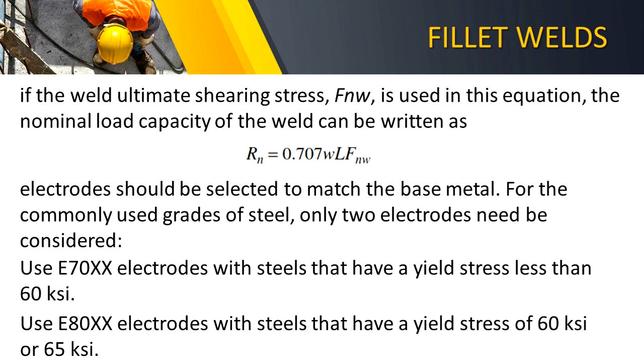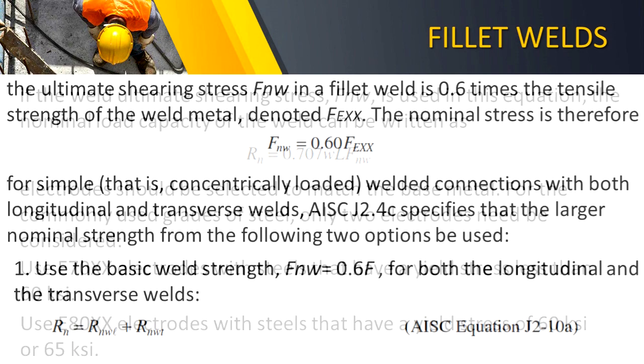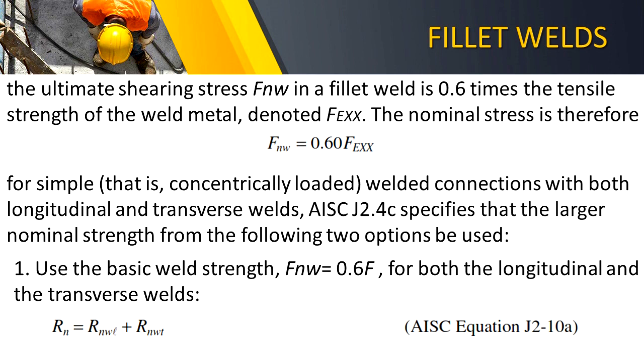For the commonly used grades of steel, only 2 electrodes need to be considered. Use E70XX electrodes with steels that have a yield stress less than 60 ksi. Use E80XX electrodes with steels that have a yield stress of 60 ksi or 65 ksi. The ultimate shearing stress FNW in a fillet weld is 0.6 times the tensile strength of the weld metal, denoted FEXX. The nominal stress FNW is therefore equal to 0.60 FEXX.